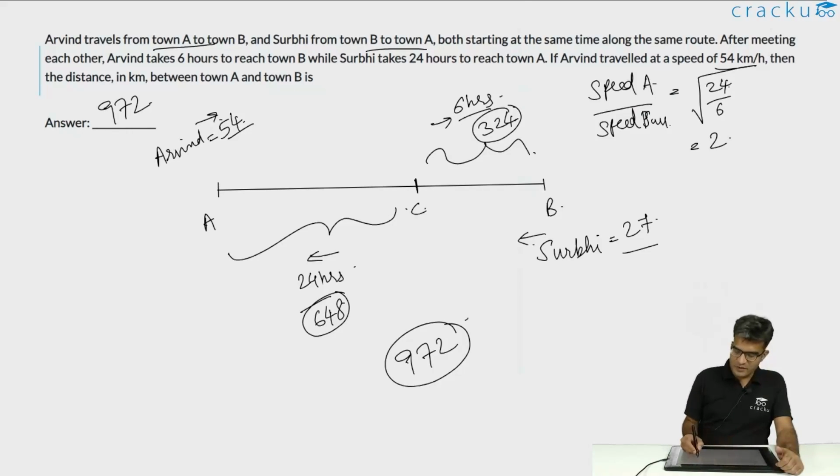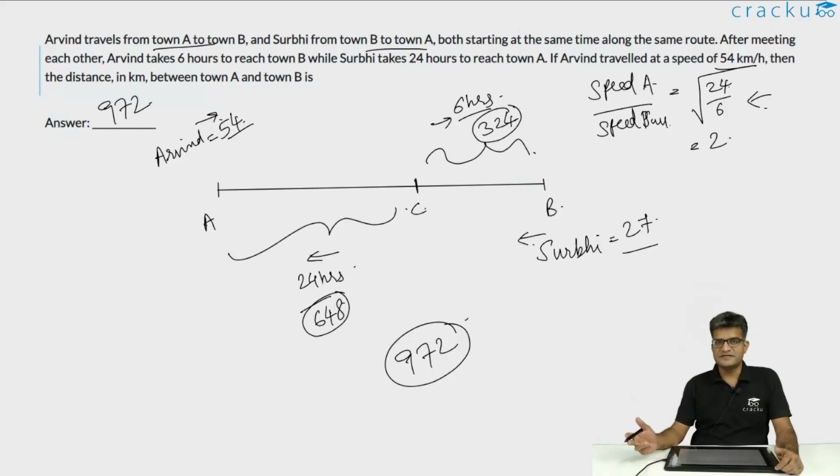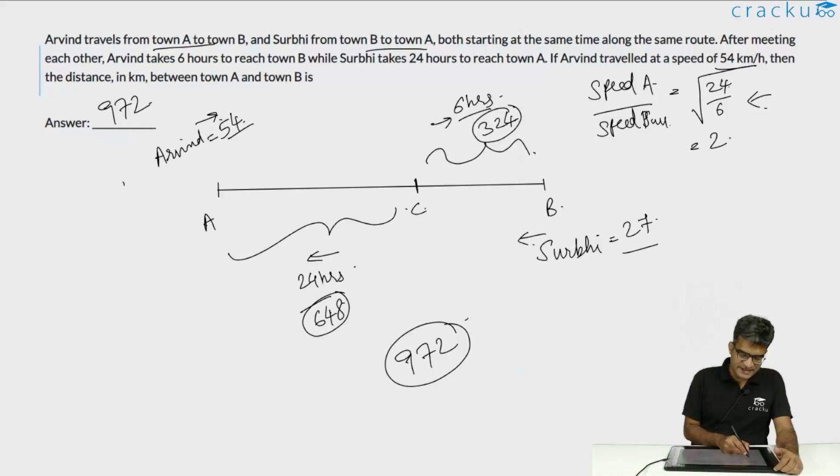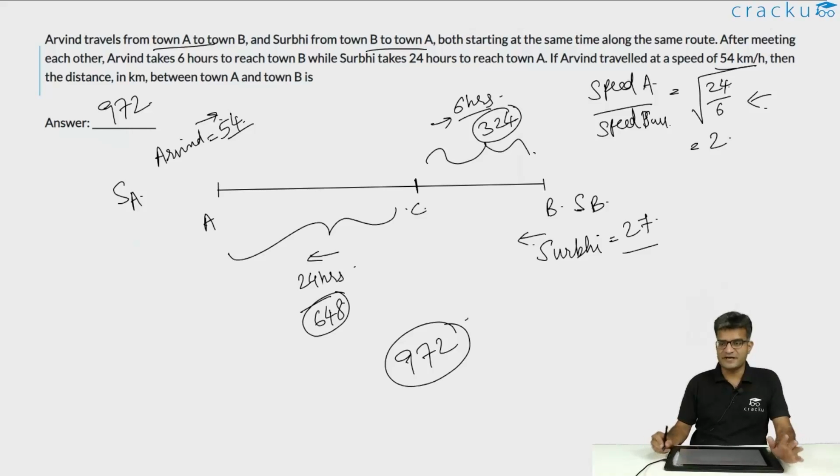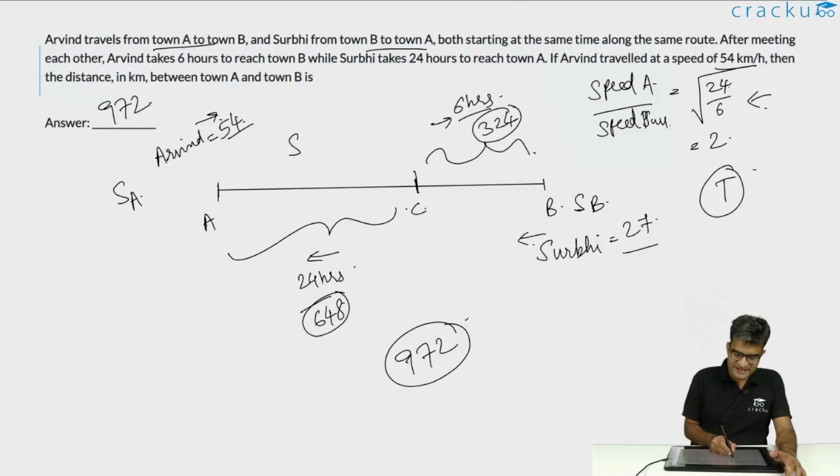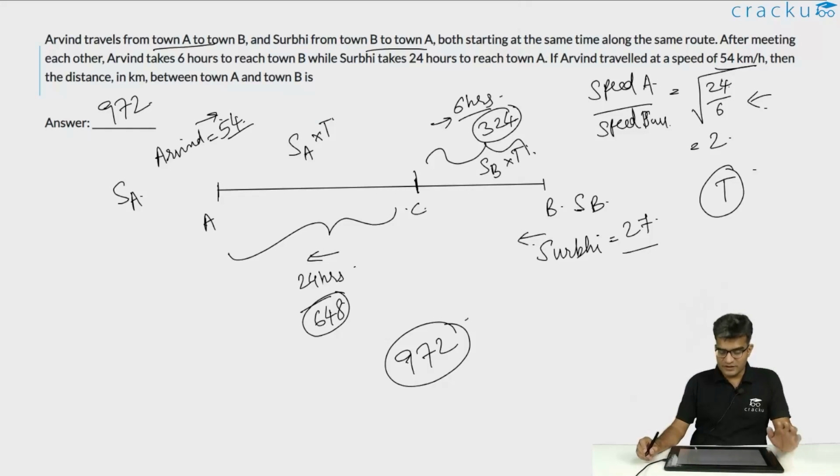If you are wondering how we got the square root of the inverse ratio of the times, if you assume that the speed of Arvind is say SA and the speed of Surabhi is say SB, let us assume that initially the time taken by them to meet is T. That is, the distance between A and C will be SA into T. And the distance between C and B will be SB into T. We know that the time taken by Arvind to go from C to B is 6 hours.